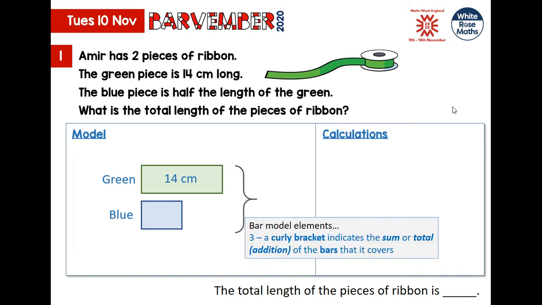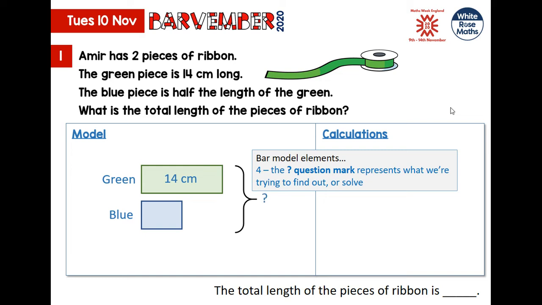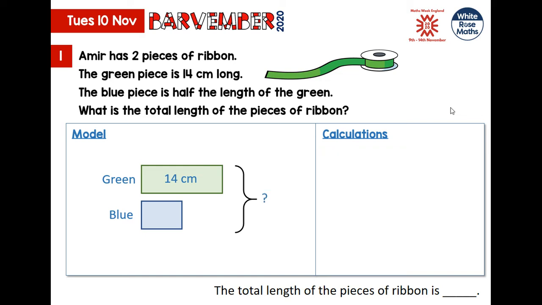Okay, what is the total length? Well, we're going to use a curly bracket there and a question mark to indicate what we're trying to solve. Okay, and it's half the length, so half is dividing by 2. So we do that first. There we go, add those up to get the total, and that's our job done.